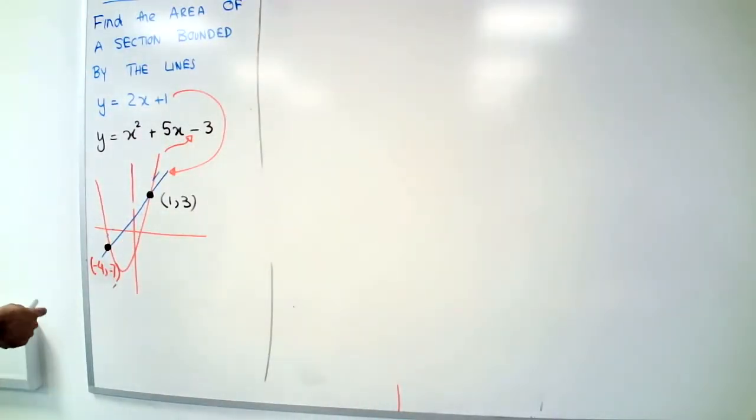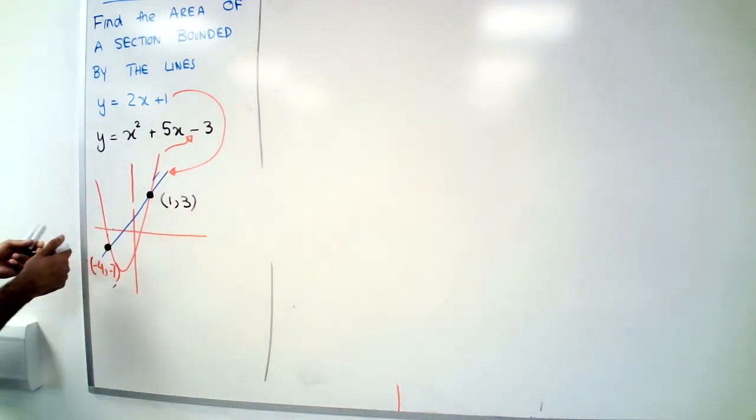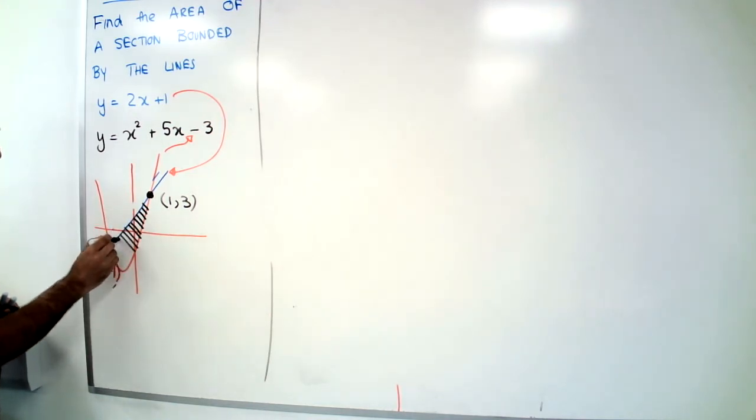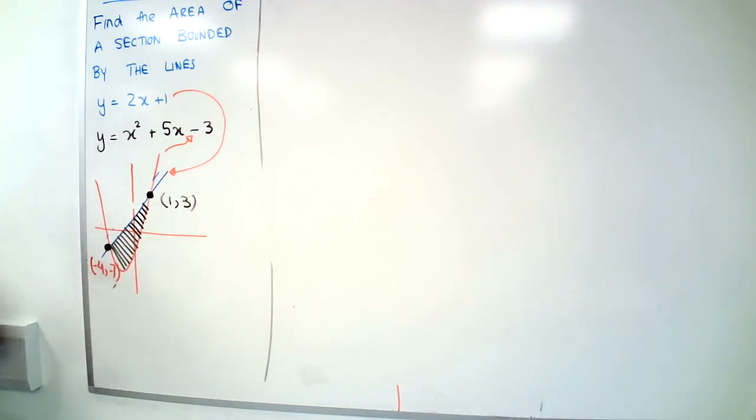Now we've got this point, minus 4, minus 7, and 1, 3. The area we are looking for is bounded by these curves. This is the area we are looking for. Now there are two different ways of finding this area.